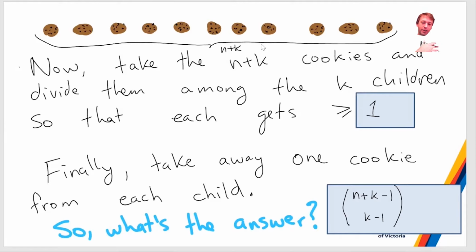So here's the thing, the cookies are all identical. There's a question about why it's not n plus 1 to the k minus 1. The cookies are all identical, so it doesn't matter which child gets which cookie. Also, the divider lines are not ordered in some way. We're just choosing a subset of the gaps to put divider lines. We don't say I put the first divider line here, second one there, third one there.